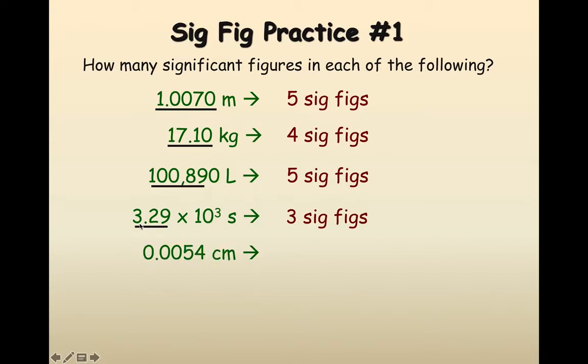Next up, what do you guys think? This one has 2 sig figs. These numbers at the beginning, these are leading zeros. Leading zeros never count. So it's just these 5 and the 4.